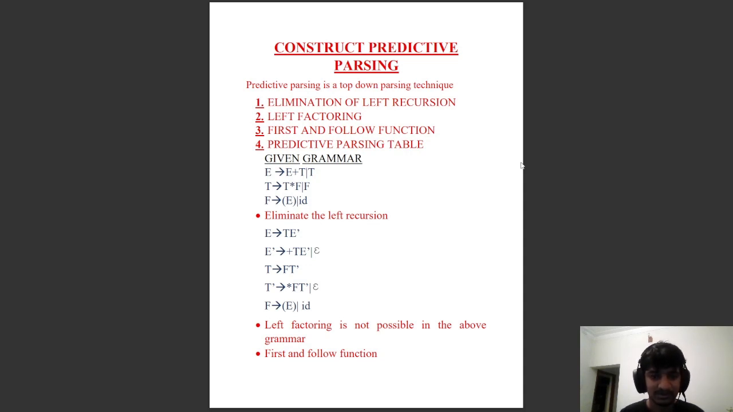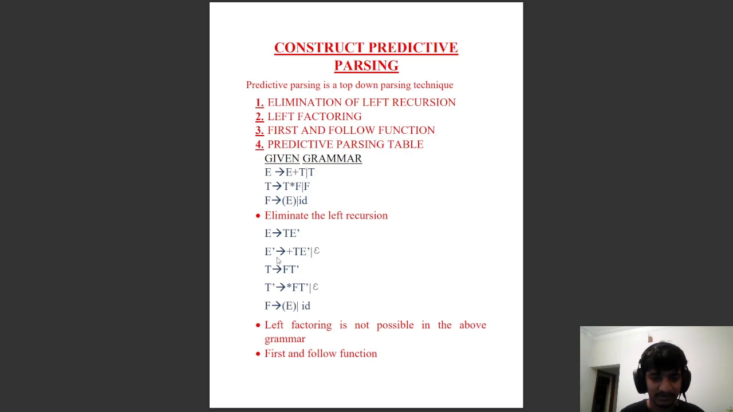Here we have the grammar: E tends to E plus T or T, T tends to T star F or F, and F tends to (E) or ID. As we can see here, E tends to E is there and T tends to T itself is there. So when a non-terminal tends to itself, it's called left recursion. So we need to eliminate left recursion.